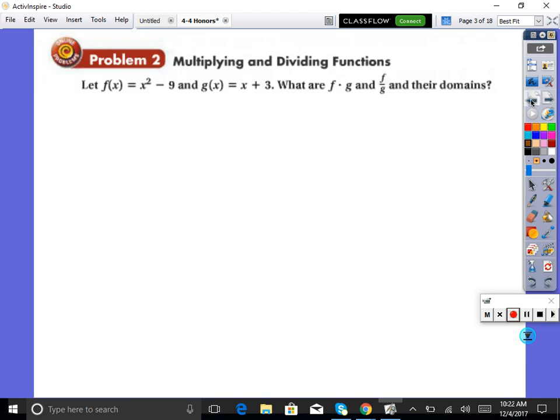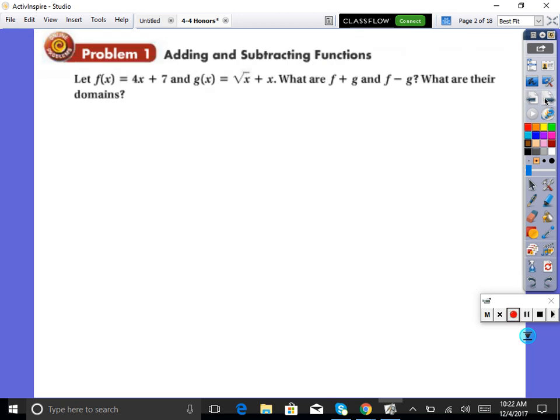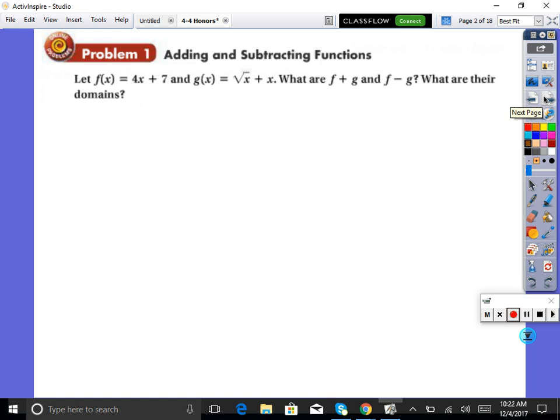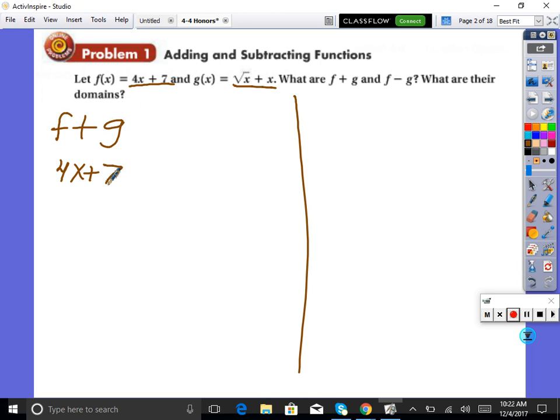So now we're going to go back and you're going to be doing most of it by either just watching or, if I ask you to, doing it on your paper or whiteboard or wherever. So just watch these first two. These first two are easy. It says given f of x is this and g of x is this, find f plus g and f minus g. So we're going to do f plus g first. So f of x is 4x plus 7 and then plus g of x, the square root of x plus x. So combine like terms: 4x plus x is 5x, plus the square root of x, plus 7.